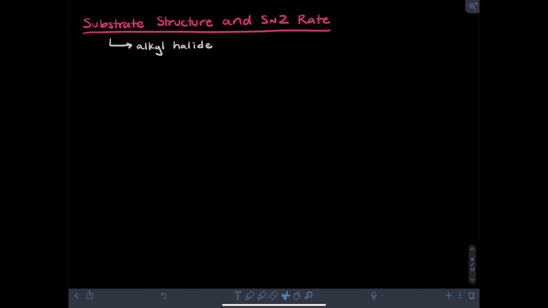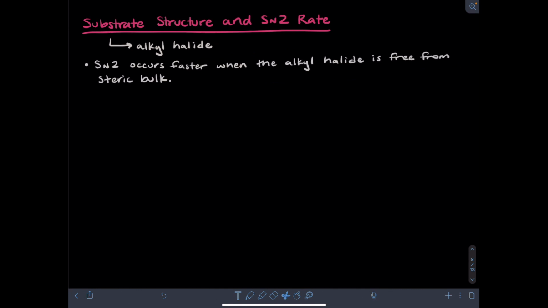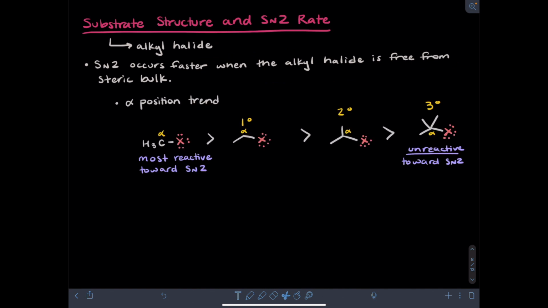There are 3 trends that I want to discuss that relate to how the substrate or alkyl halide structure affects the rate at which SN2 will occur. The first of these trends has to do with steric bulk in the alkyl halide. SN2 substitution reactions will occur faster if the alkyl halide does not have much steric bulk. There's a trend we can see if we look at the alpha position itself.